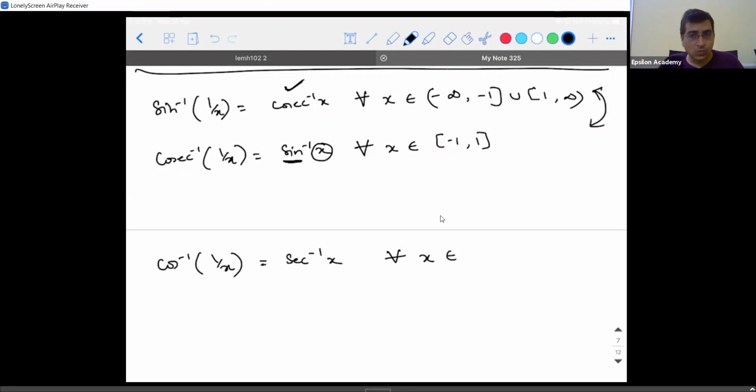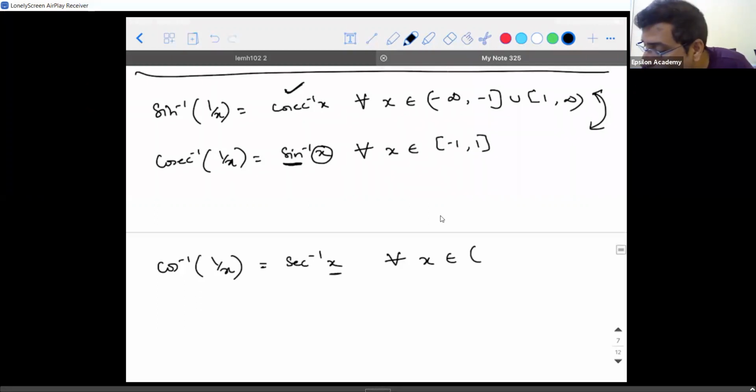0 to pi is the output of cos inverse, right? Why are you concentrating on range? X, the value you substitute, is always the domain. For secant, the domain is real numbers except -1 to 1; you will substitute every value from minus infinity to -1 union 1 to infinity.